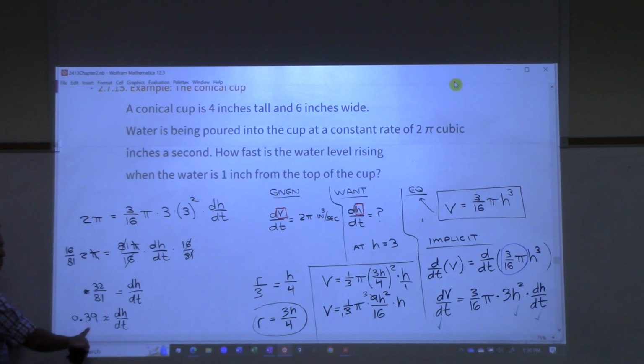Okay, what are the units of this here? Height over time. Height in this problem was measured in inches, time was in seconds, so this is inches per second. So we've got this cone, 4 inches tall, 6 inches wide at the top. We're pouring in water at 2π cubic inches per second. At the exact moment the height of the water is 3 inches high, the water level is coming up at 0.39 inches per second.